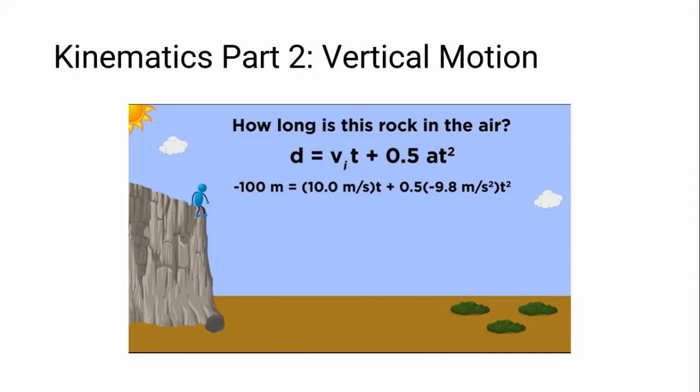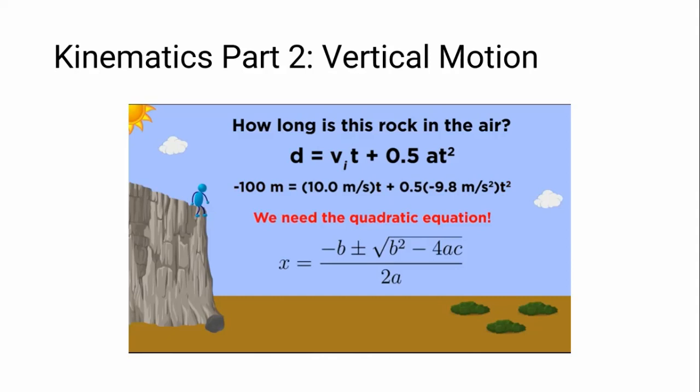What we are left with is a little trickier than before, because we have both a t and t squared term. This means that we will have to use the quadratic equation. If you have forgotten this from algebra class, here it is, as it applies to an equation in ax squared plus bx plus c form. We simply take the coefficients of the equation and plug them into this expression, and we will get two answers as possible values for x.